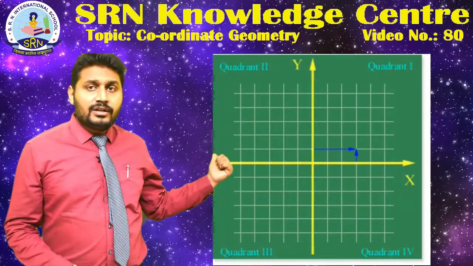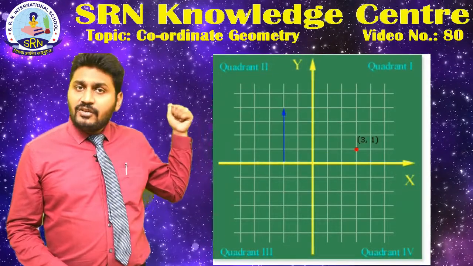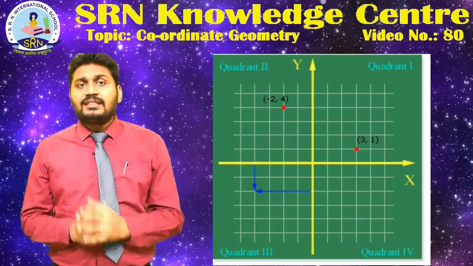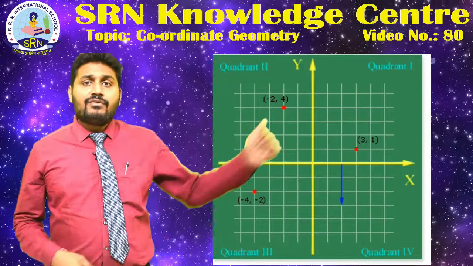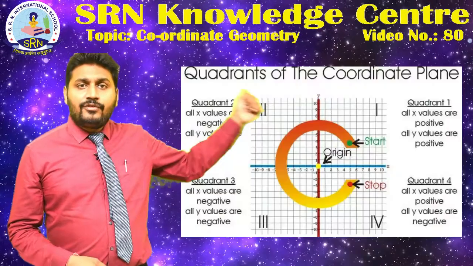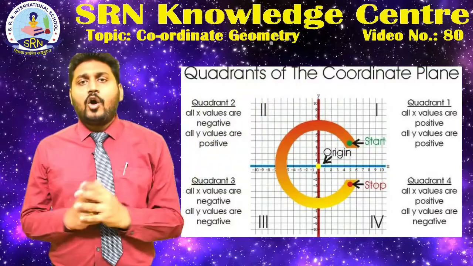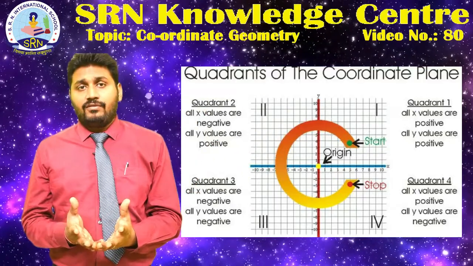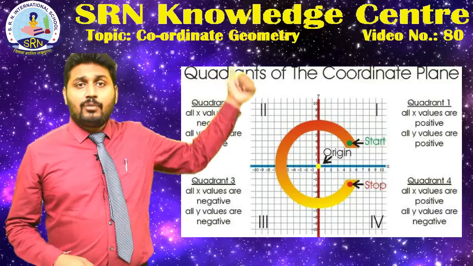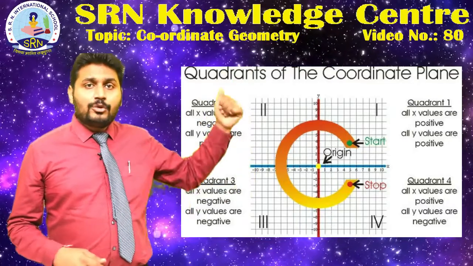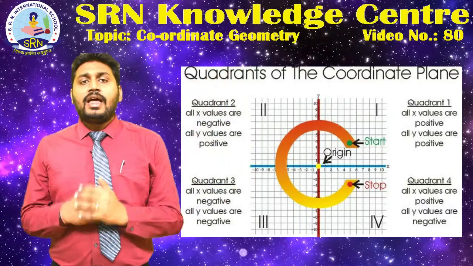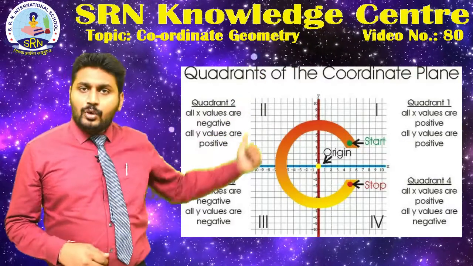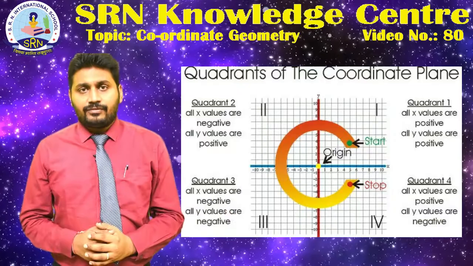For the third quadrant, x is negative and y is negative. As in this, for the x-axis we are moving towards the left from the origin, and all the values towards the left of the origin are always negative. And for the y-axis we are moving towards the downward position from the origin, and all the values towards the downward side from the origin are always negative.